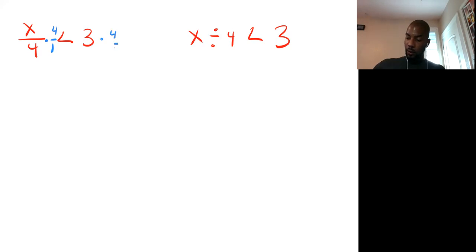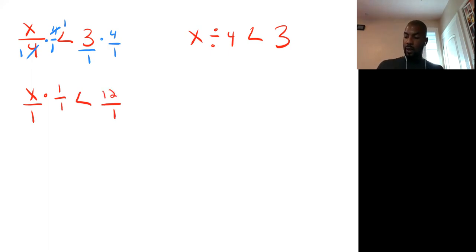So 3 times 4 over 1, and I have to change the 3 into something I can operate with, so I change it into a fraction. So over here, cross division will give me 4 divided by 4 is 1. 4 divided by 4 is 1. Here I'd get x times 1 over 1, x over 1 is greater than 3 times 4 is 12 over 1. If I clean this up, I go straight across.